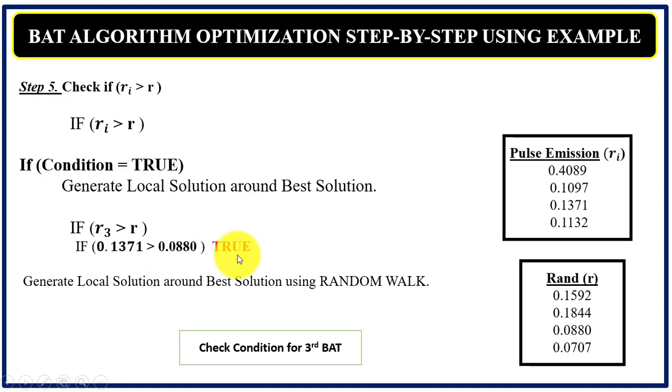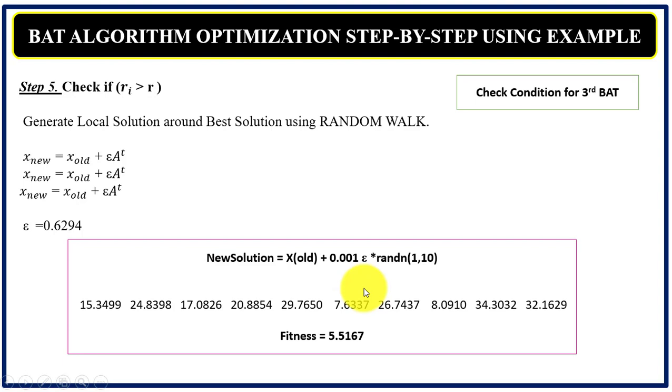When the condition is true, we will generate the local solution around the bat. I'm choosing this one because for the first bat this condition is false, so we move to the next step. Now for bat number 3, you can see the condition is true. Now we will learn how we can generate the local solution around the bat using random walk. For the random walk, as I already told you, we are using this value, that is the step size for each bat.